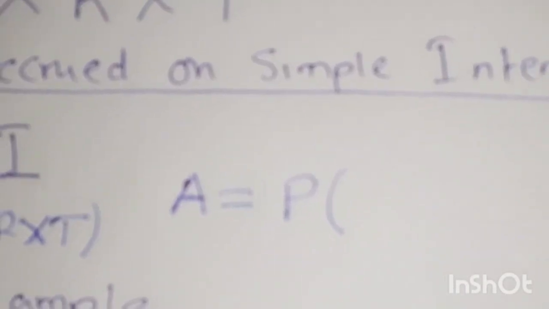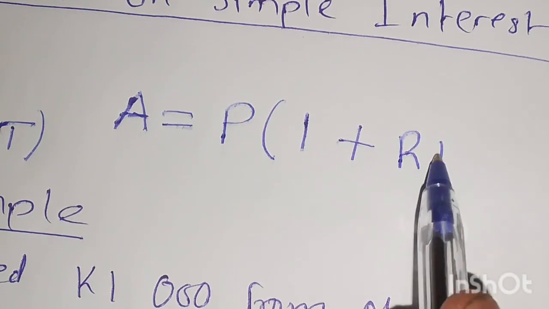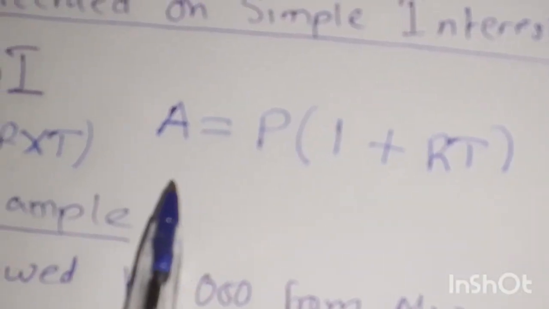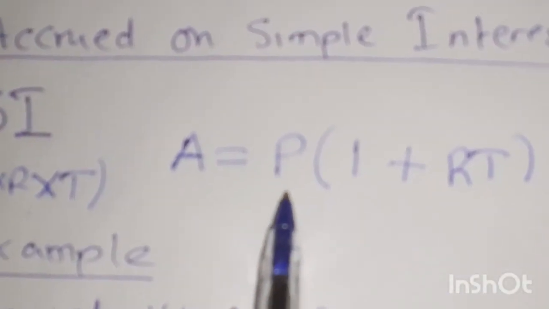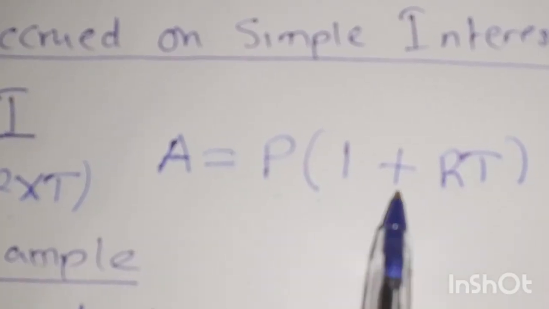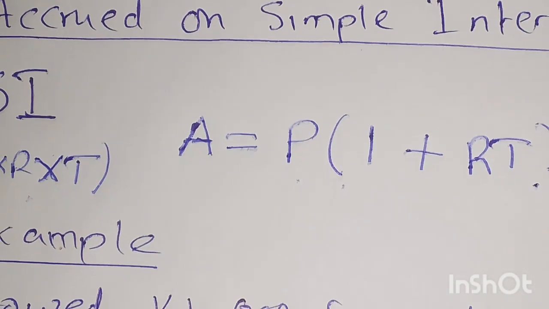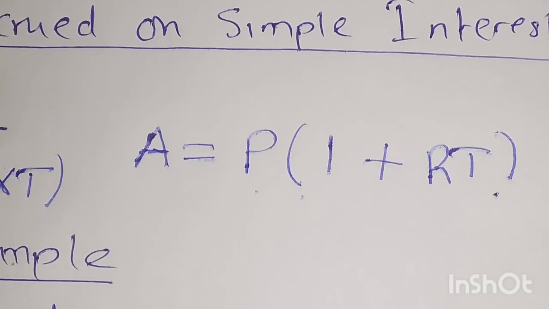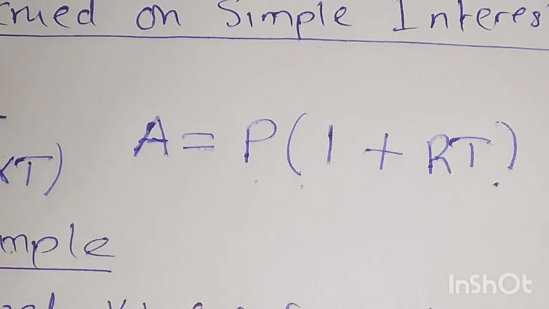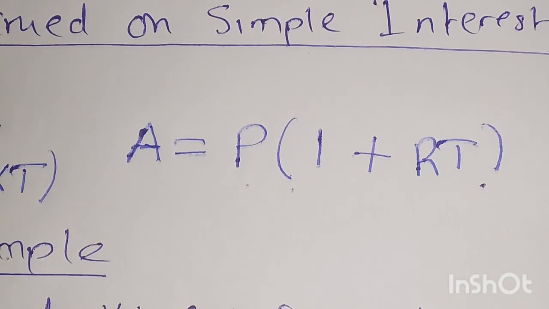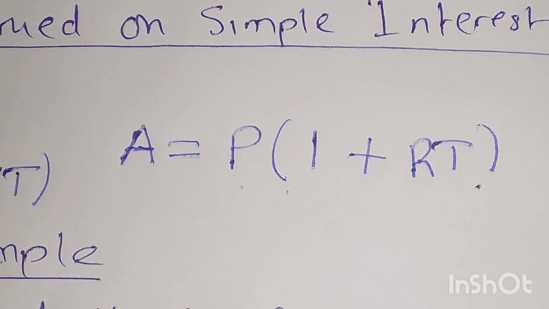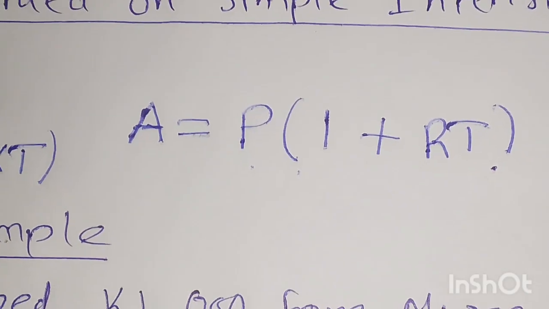When P goes out, you remain with a 1, so it's 1 plus the rate times time. So the formula for accrued amount is principal times open bracket 1 plus rate times time. For the amount accrued, you add back the simple interest to the principal. Yeah, so let's look at the example here.